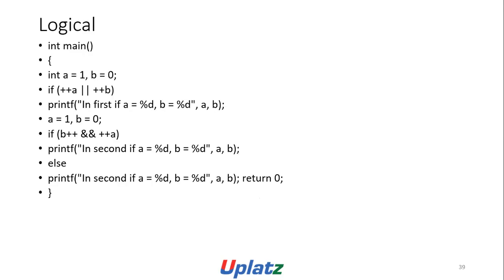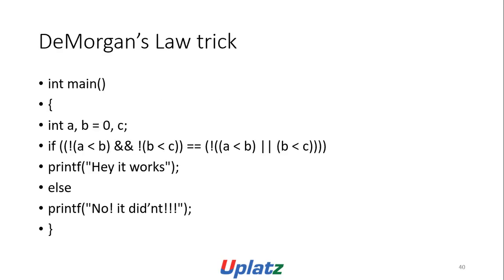Logical: int main, int a = 1, b = 0; if (++a || ++b) print in first, a is equal to %d, b is equal to %d, a is 1, b is 0. If (b++ && a++), in second, a is equal to %d, b is equal to %d; else in second, a is equal to %d, b is equal to %d. Return 0.